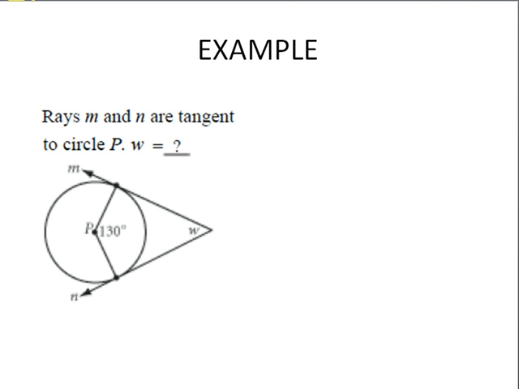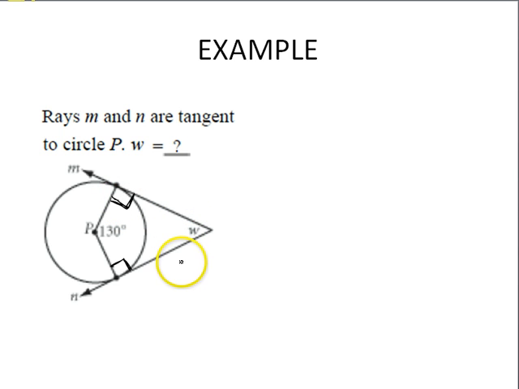Let's look at an example together. Follow along with this example in your video guide. We have a circle with rays M and N drawn, and we're told that they're tangent. We're trying to find the angle measure of W. What information could we add to this picture to help us find the measure of W? We can use the tangent conjecture to say that these angles are 90 degrees. So now we have 90 degrees, 130 degrees, 90 degrees.